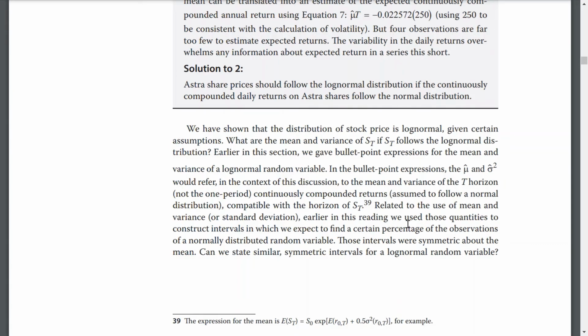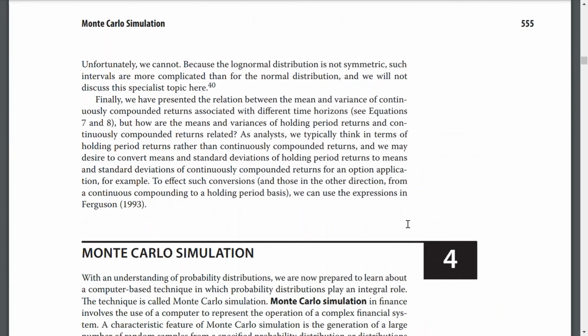Earlier in the reading, we used those quantities to construct intervals in which we expect to find a certain percentage of the observations of a normally distributed random variable. Those intervals were symmetrical about the mean. Can we state similar symmetric intervals for a lognormal random variable? Unfortunately, we cannot, because the lognormal distribution is not symmetrical. As we see, it's skewed to the right. It has a longer tail to the right. Such intervals are more complicated than for the normal distribution, and we will not discuss this specialist topic here. Finally, we have presented the relationship between the mean and variance of continuously compounded returns associated with different time horizons.